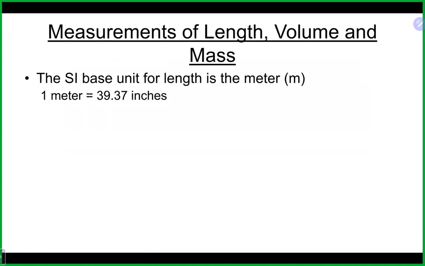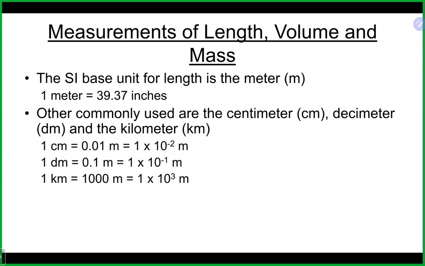Now, let's talk about some of those measurements. The first one here is length, and the SI unit for length is the meter. 1 meter is 39.37 inches. That's a good little conversion to know. Some very common units of length are centimeters, kilometers, decimeters, and meters themselves. 1 centimeter is 0.01 meters, or that is 1 times 10 to the minus 2 meters. These two numbers are the same number.